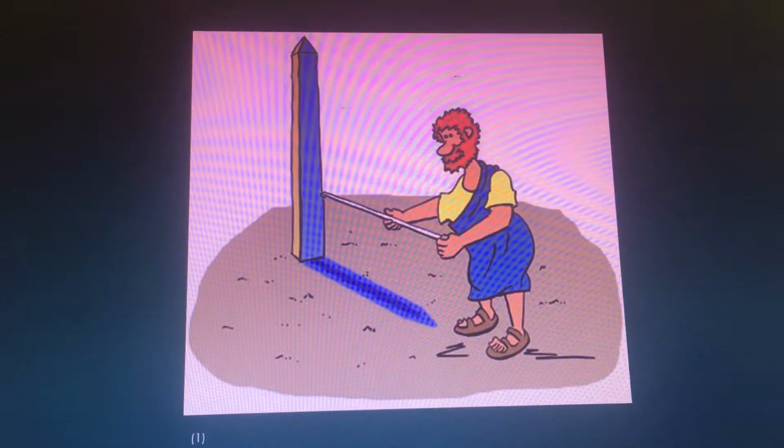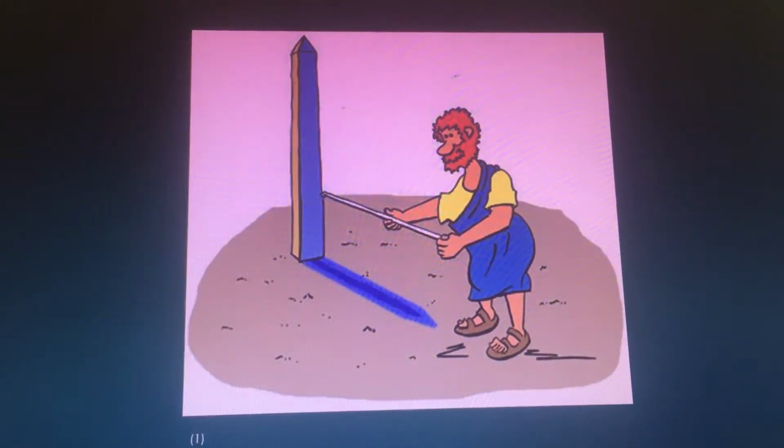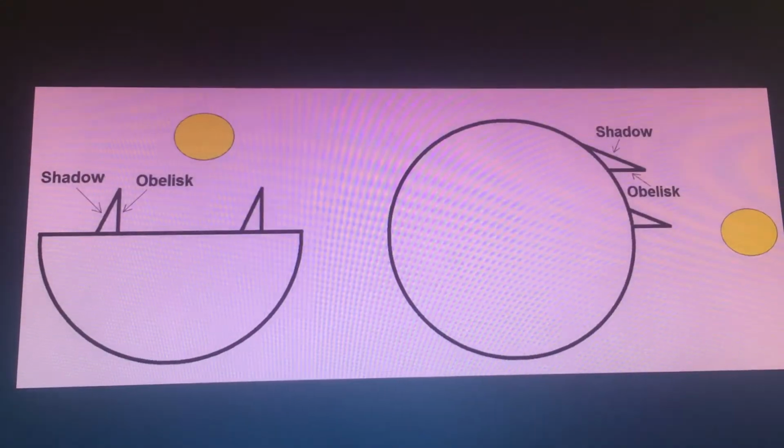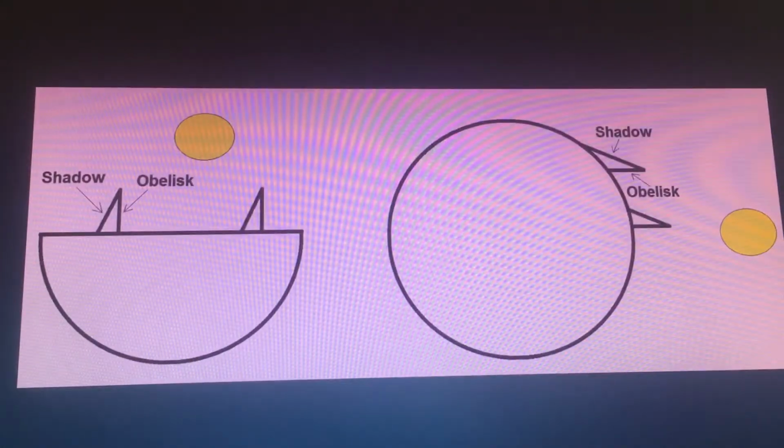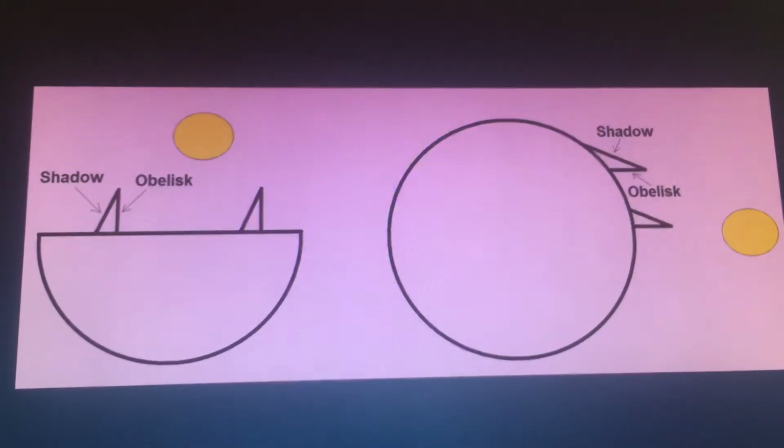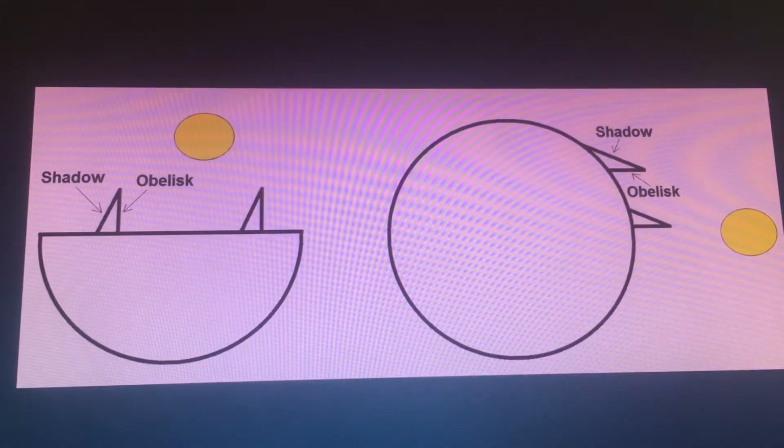Eratosthenes was a Greek astronomer that calculated the circumference of the Earth by measuring the length of a shadow cast by an obelisk when the sun was at its solar noon. Now, if the Earth was flat, the obelisk would cast a shadow of the same length, but Eratosthenes realized that the Earth is curved because the angle of the sun makes the shadow length different in different locations.